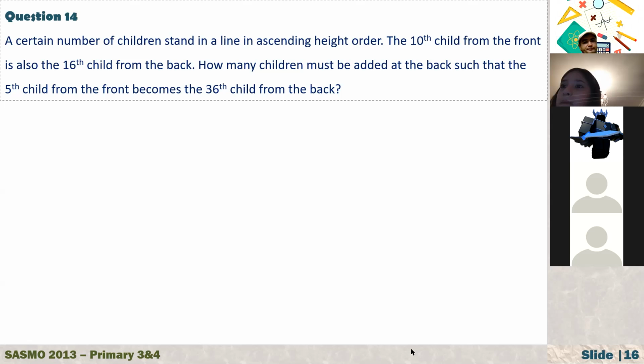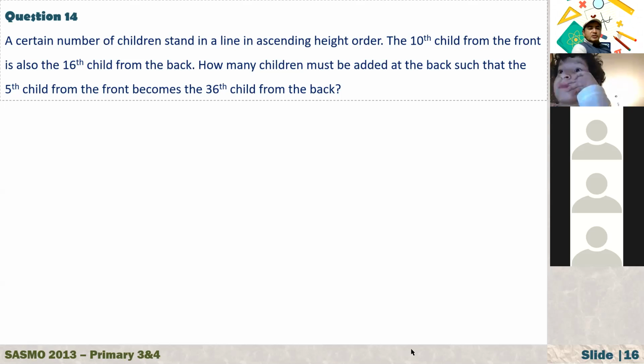Shamil, did you understand the question? Can you read the question? Yes. Read it. A certain number of children stand in a line in ascending height order. What does ascending height order mean, Shamil? Ascending means from lower to greatest. In ascending height order means from the shortest to the tallest, right? Okay, good. Continue.